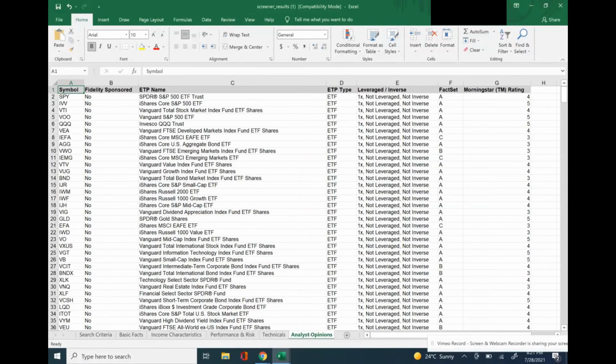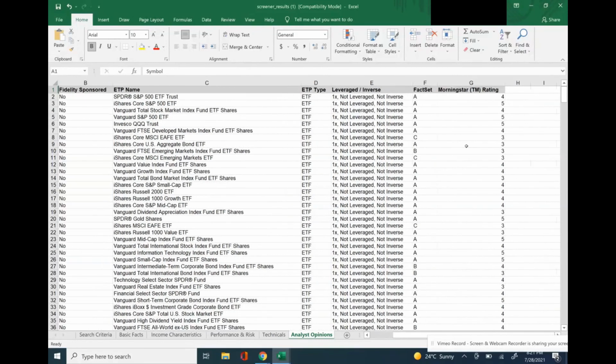Your analyst opinions. Again, I did mention your two different types of analysts, your FactSet as well as your Morningstar. Typically, I look at Morningstar. If you see a number 5 associated, it's a high quality stock.